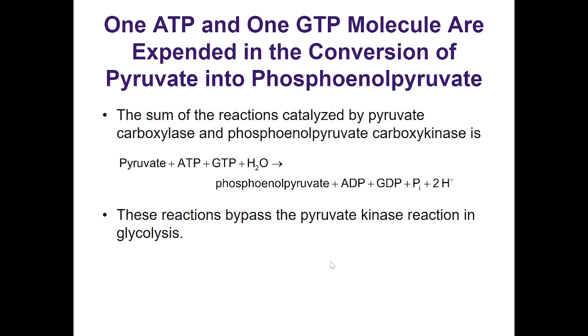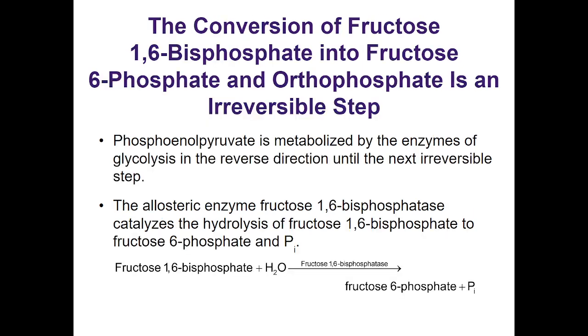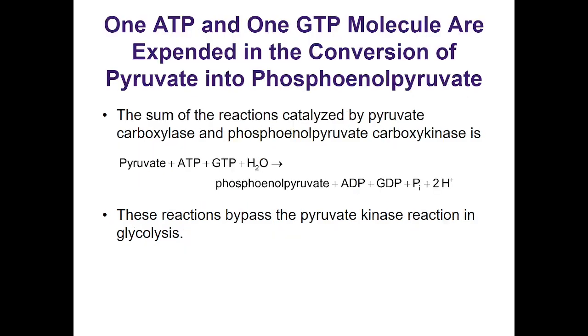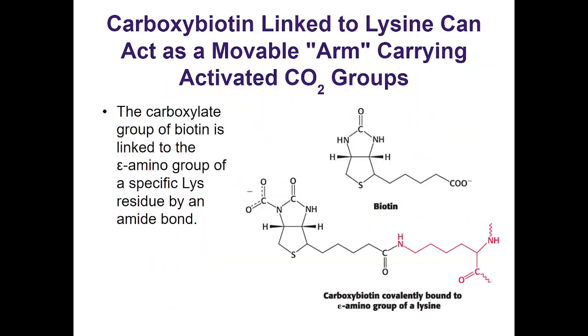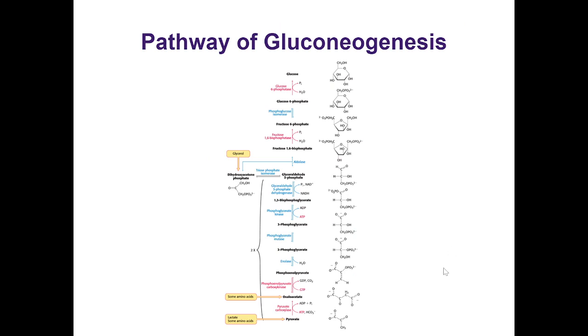These reactions are going to be used to bypass that pyruvate kinase reaction in your glycolysis because, again, this would not be energetically favorable to try to climb up that. We would be going upwards on that potential energy table. And the phosphoenol pyruvate is going to be metabolized by the enzymes of your glycolysis in the reverse direction until the next irreversible step. And that's why the coloring on these steps, by the way, in case you're wondering.